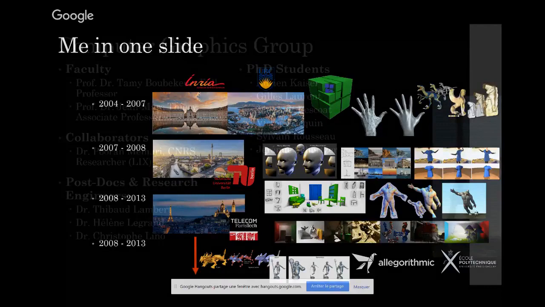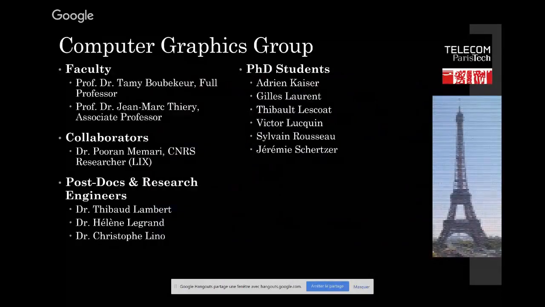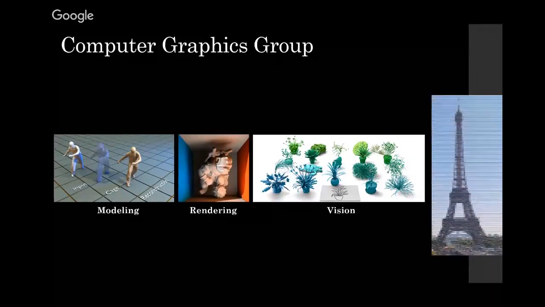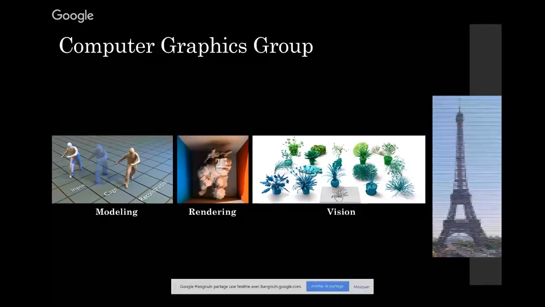That being said, the current group is made of about 12 people, and we're located in Paris. We work on, as I said before, 3 main topics: modeling, maybe half of the activities are in shape modeling, rendering, and computer vision. Of course, not all computer vision, but the vision aspects which are closer to computer graphics.